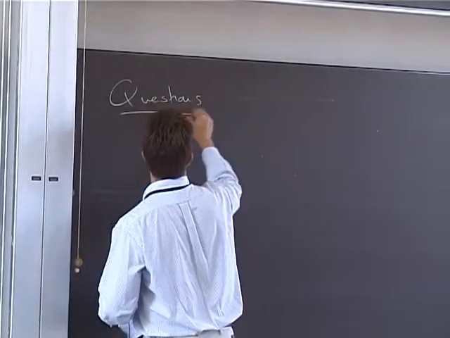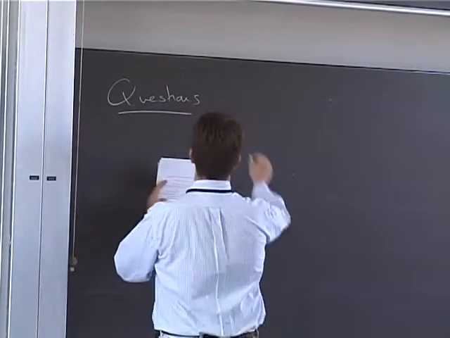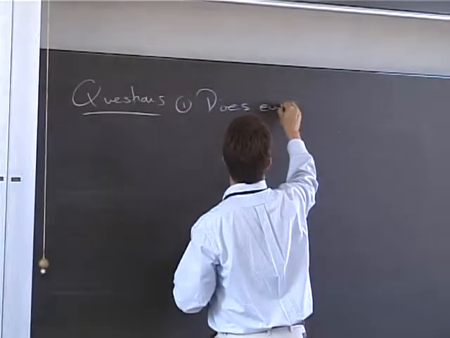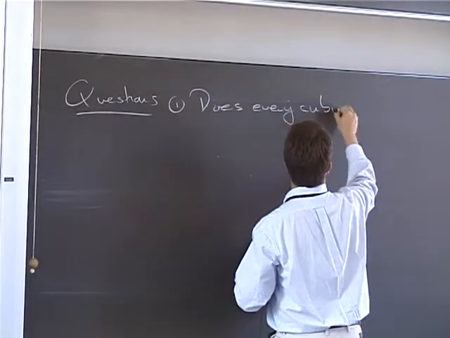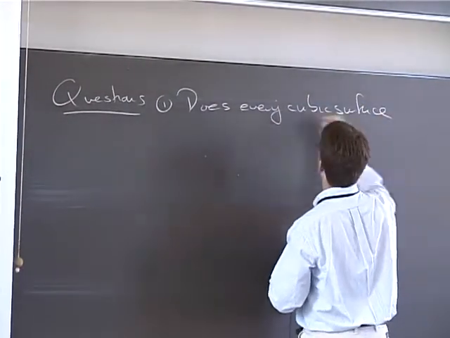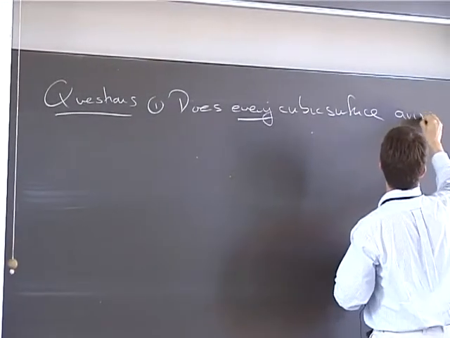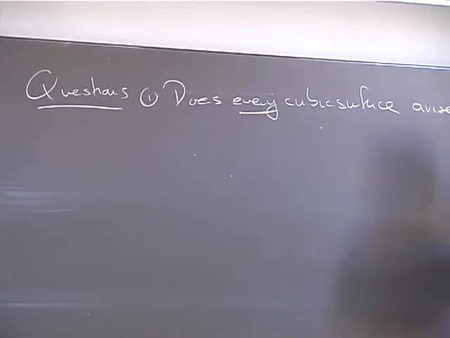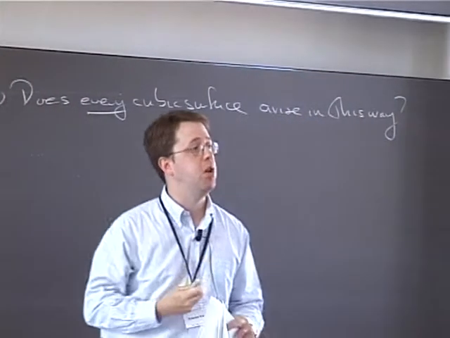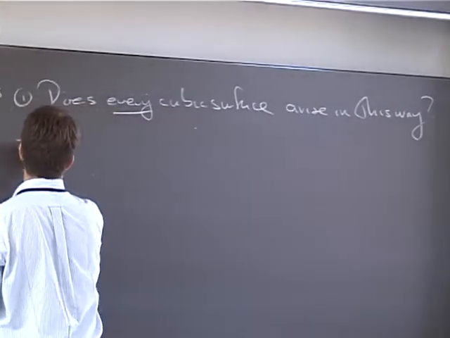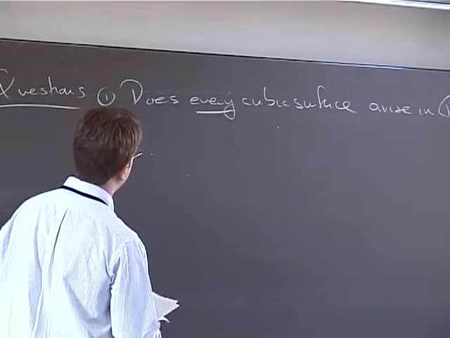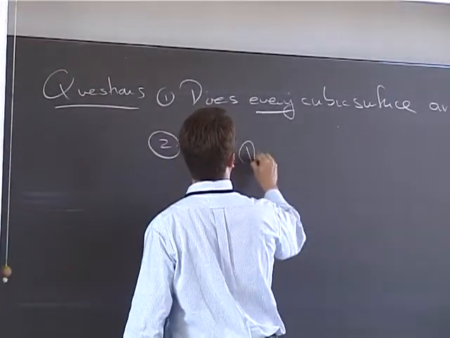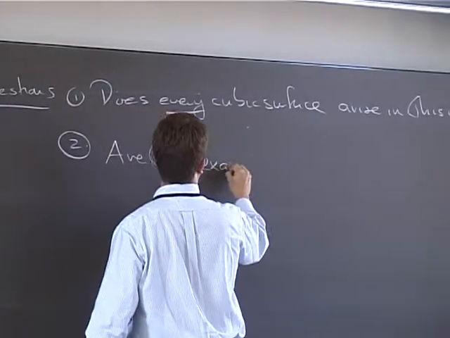Here are the questions I'd like to address. The first question is, does every cubic surface arise in this way? That is, are they all blow-ups of P2 in 6 points? And secondly, are there exactly 27 lines?